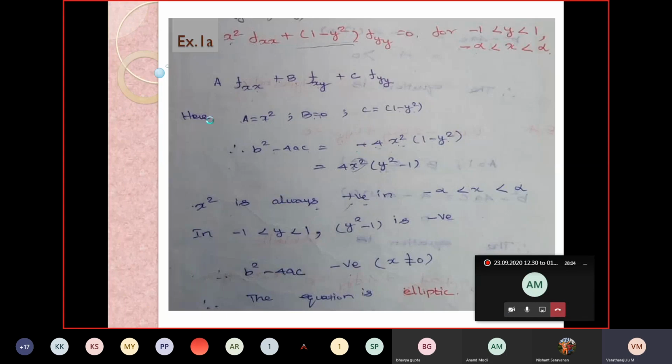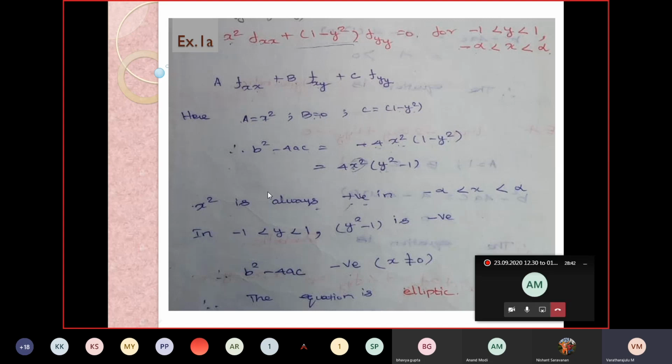our a is equal to x square. Here b doesn't have any terms combining xy. Therefore b is equal to 0, and c is equal to 1 minus y square, the term associated with f_yy. Therefore applying the above values into b square minus 4ac, we will get minus 4 x square into 1 minus y square. By rearranging the above equation, we'll get 4x square into y square minus 1.